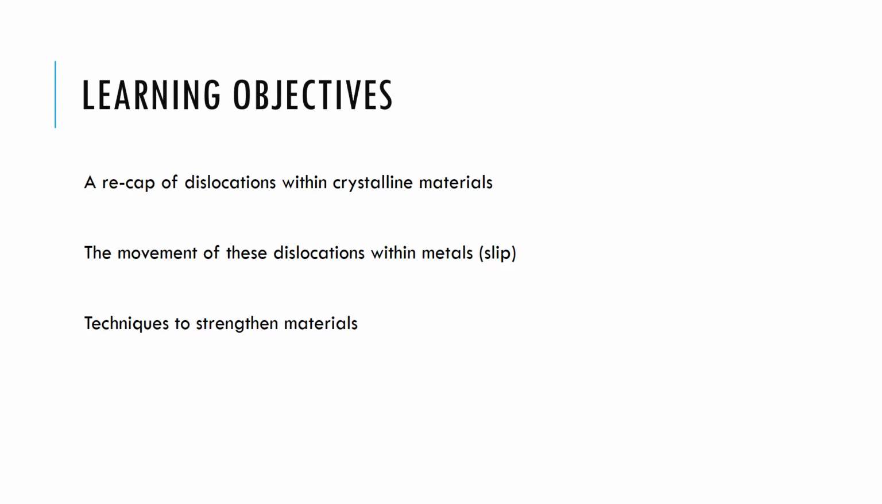In today's session, I'd like to give a recap of dislocations within crystalline materials. So we've had a look at some of these already, I think in lecture 3 or 4, and I would like to go back over some of these ideas. I'd then like to consider how these dislocations within a material can move under an applied load, and we term this slip. And I'd like to spend the end of this session by talking about ways in which we can strengthen metals. So techniques that we can use to strengthen materials and perhaps delay the onset of fatigue and creep and other failure mechanisms.